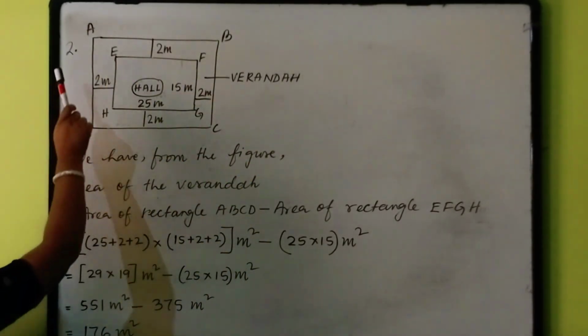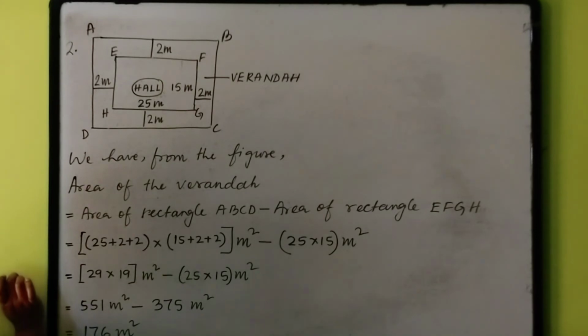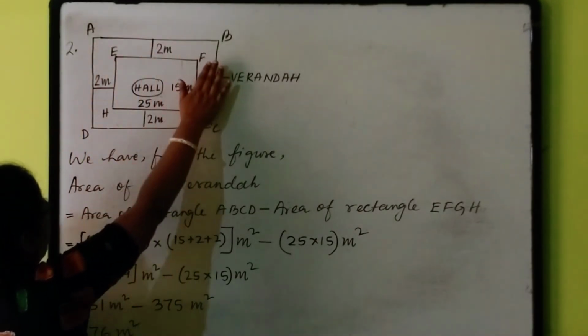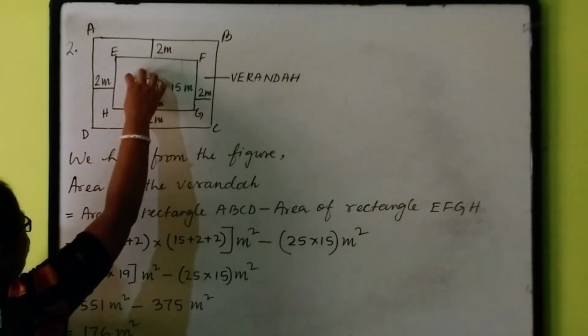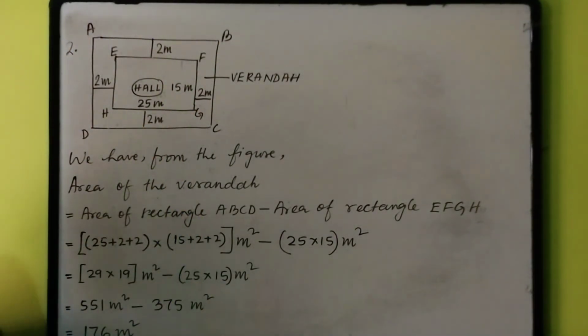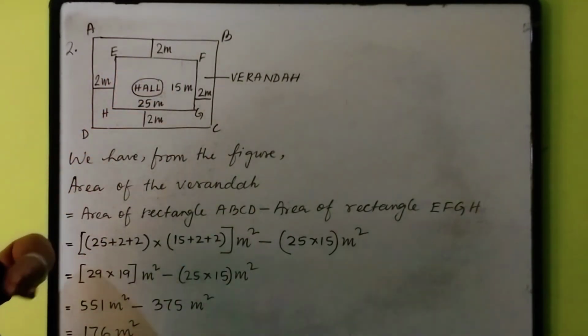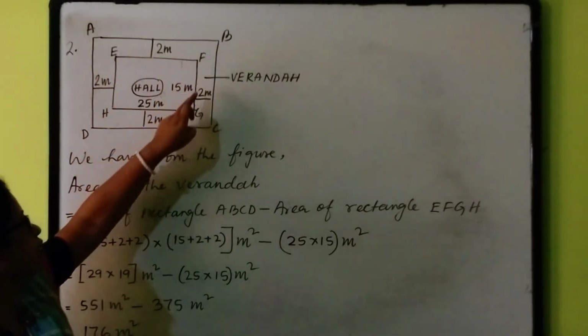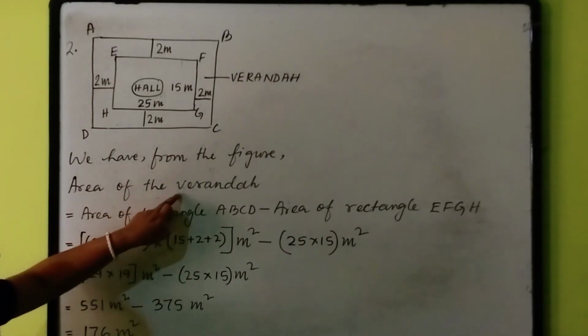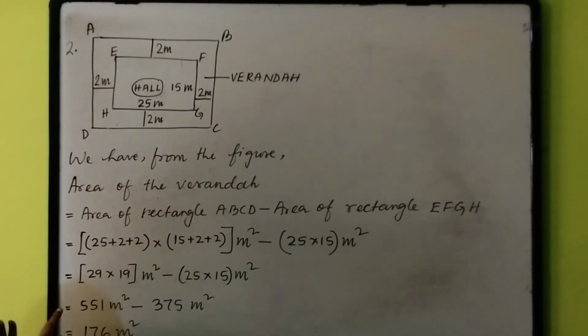So I have given separate names for this. There are two rectangles, and I have given them names. That means area of the bigger rectangle means area of the hall plus area of the veranda. Now from the bigger rectangle, if you subtract the area of the smaller rectangle, this portion remains. That means this portion is the area of the veranda. Just like question number 1b, same thing I have done.